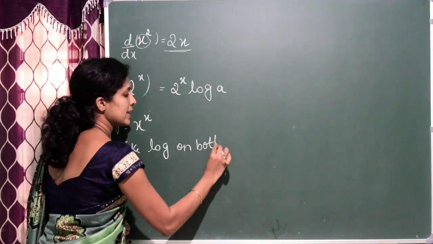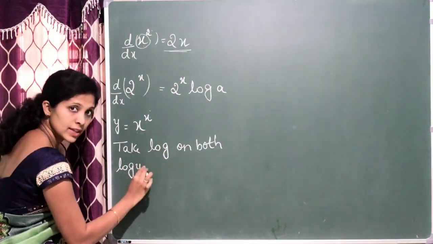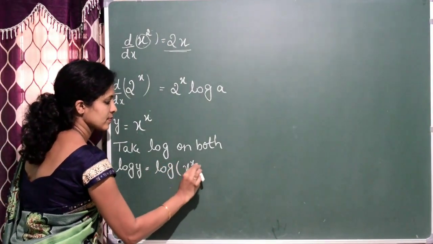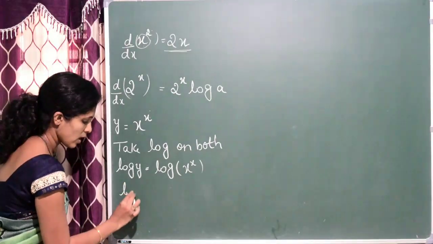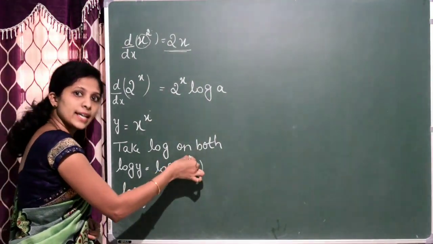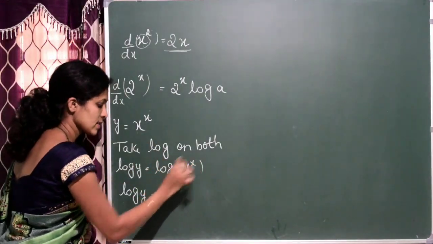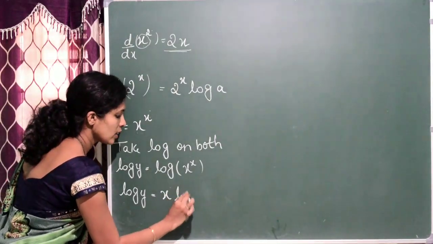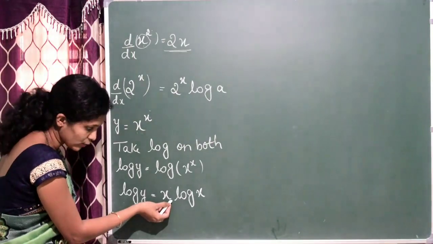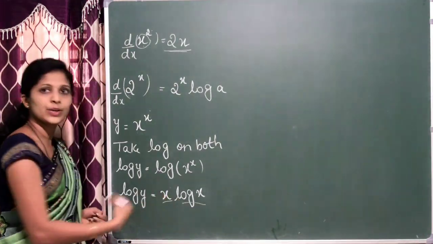Is it clear? By taking log on both sides, we can write this as log y is equal to log x to the power x. Right? So this is of the form log m to the power n. Log m to the power n will be n log m. So here n is x, so I can write x into log x. I hope you understood this one. Now see here, two functions are there. One function is x, another one is log x. You can apply a product rule and you can differentiate.